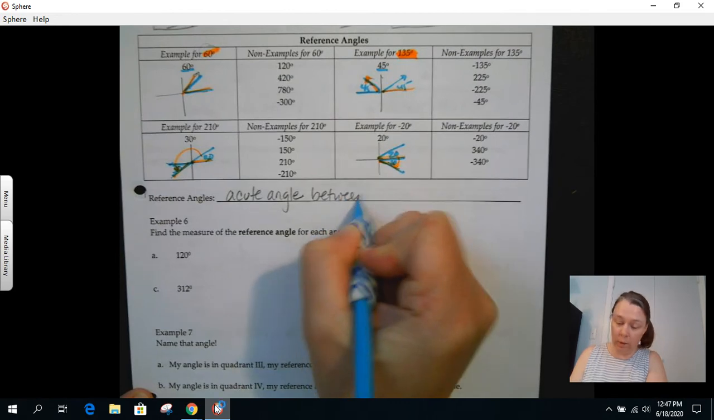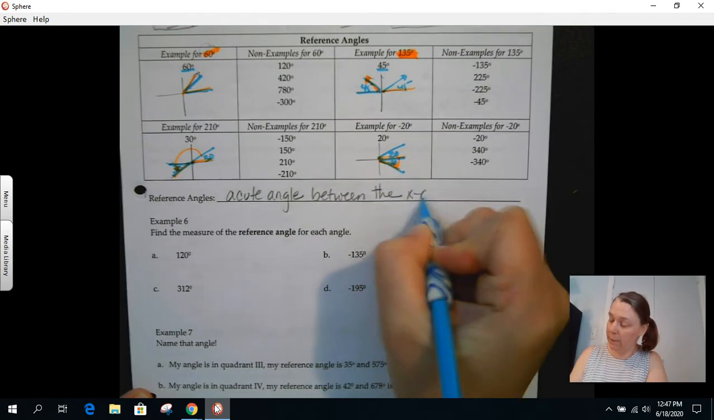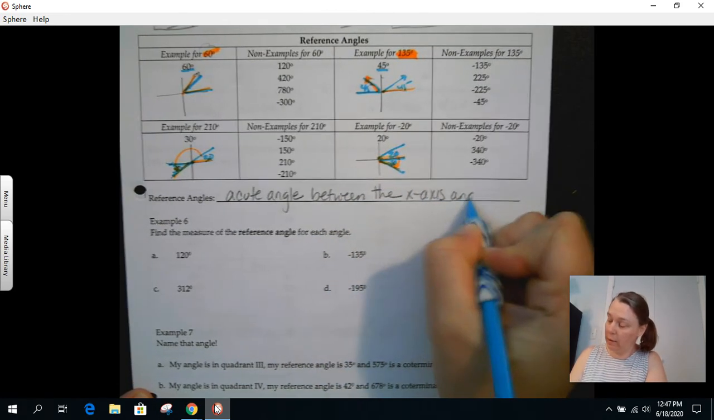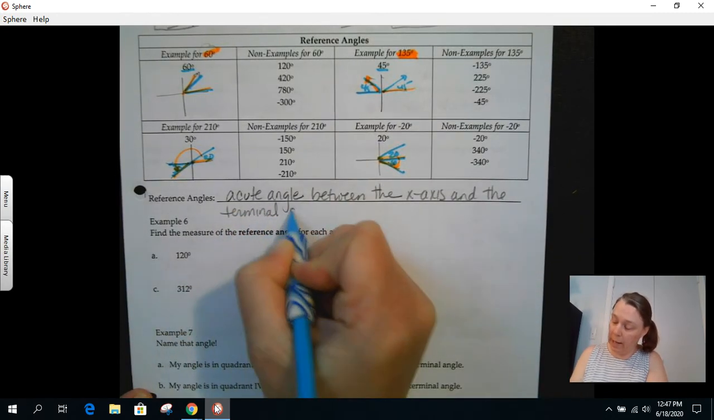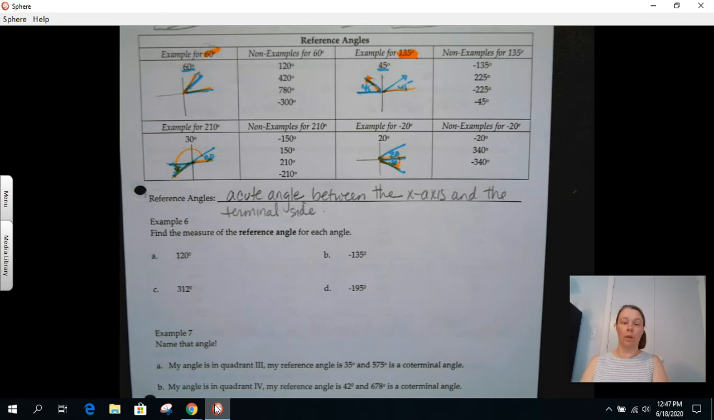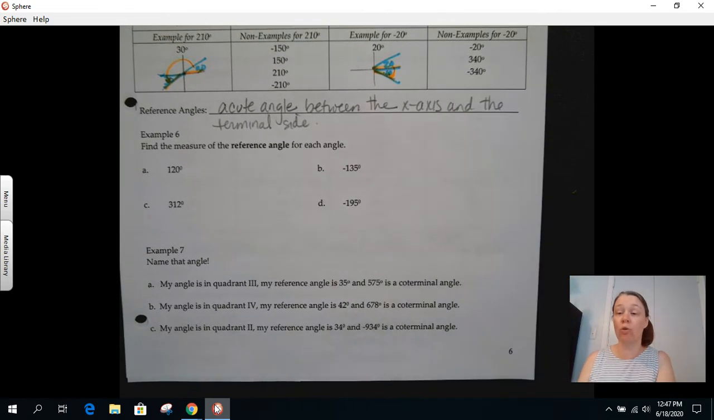between the x-axis and the terminal side. Okay, so go ahead and see if you can find the reference angles for example 6. I strongly recommend that you sketch them to see where the terminal side is and where the x-axis is. It really helps.